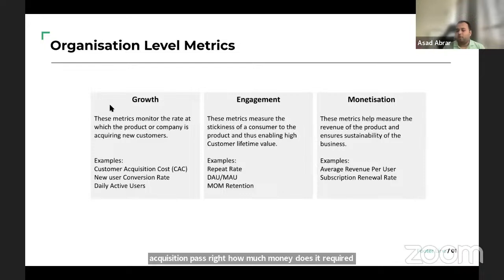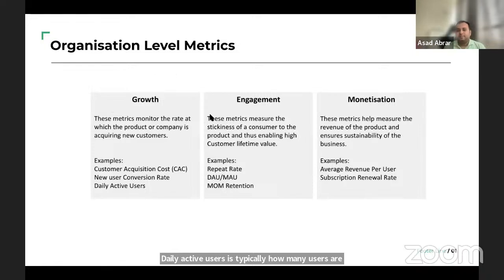So you have to define what acquisition means for you. Does it mean users signing up, users placing their first order, depending upon the platform, or users spending X minutes on the platform? Then new user conversion rate. How many users came and how many users actually converted? So that is my new user conversion rate. Daily active users is typically how many users are coming on a daily active basis.